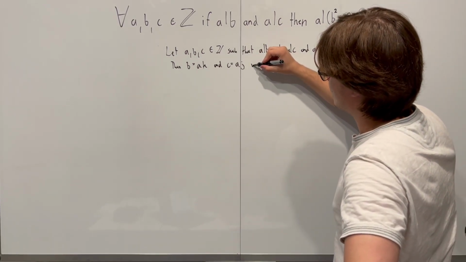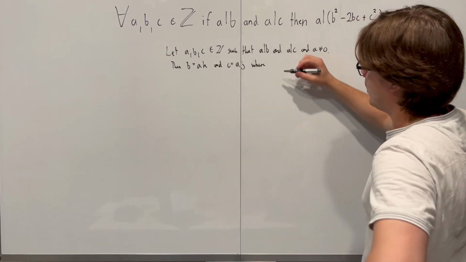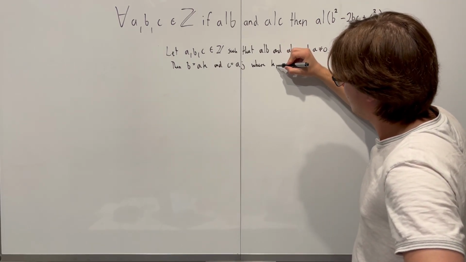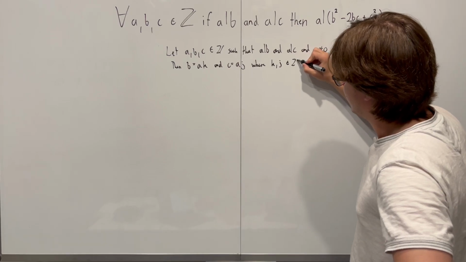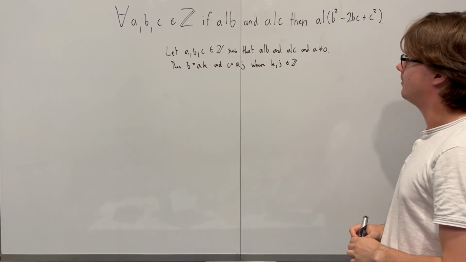Fantastic. Of course, now that we've introduced k and j, and unlike a, b, and c, we haven't defined them, we have to define them. So we say where k and j are going to be integers.